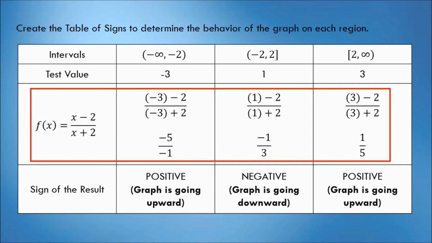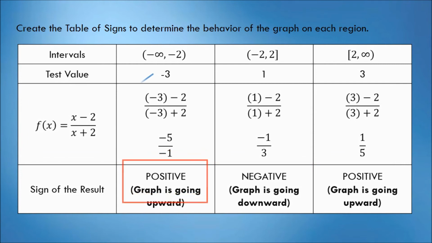If the result is positive, the graph will go upward. And if the sign is negative, the graph will go downward. As you can see, substitute negative 3 to the function. The result is negative 5 over negative 1. The result is positive 5, meaning the graph will go upward.